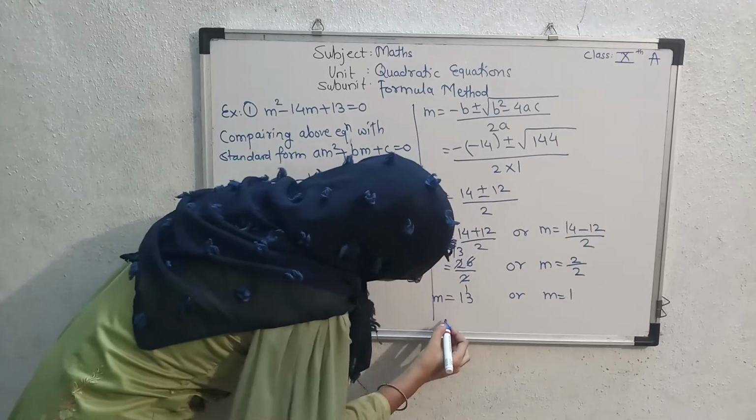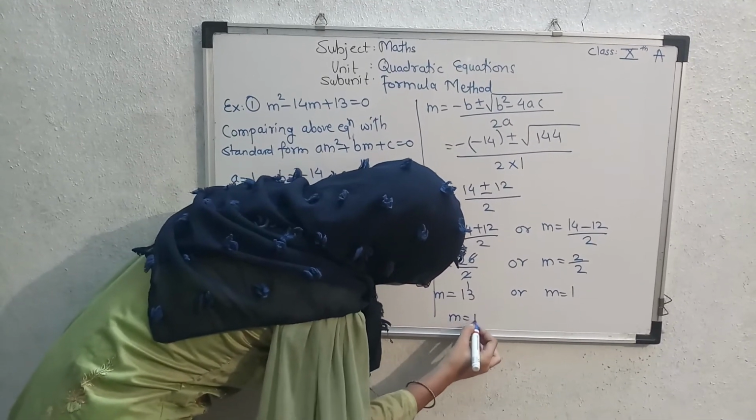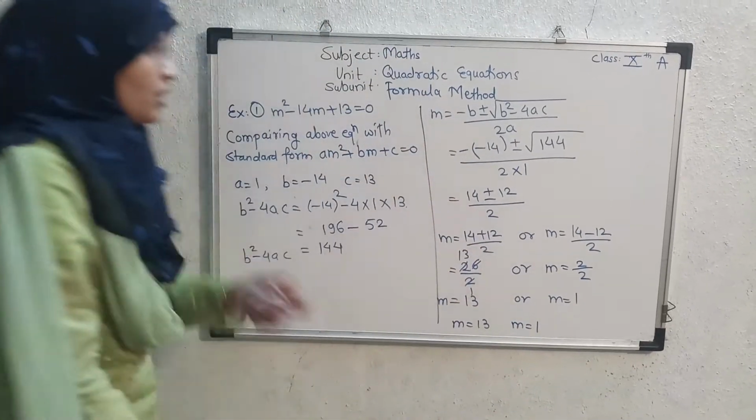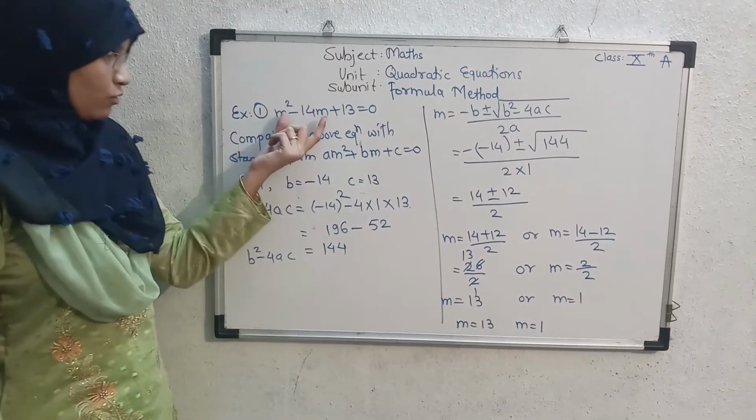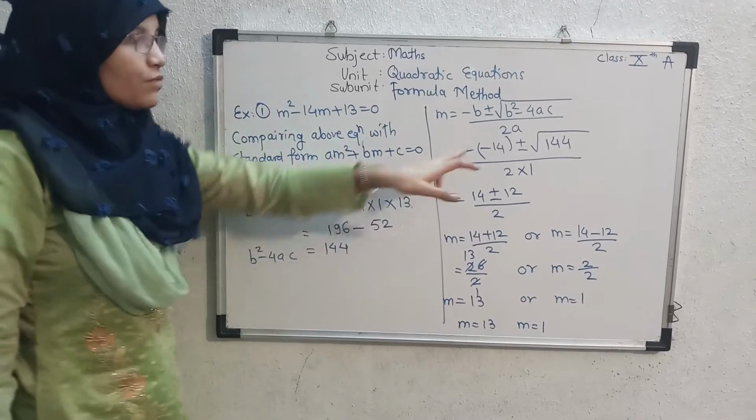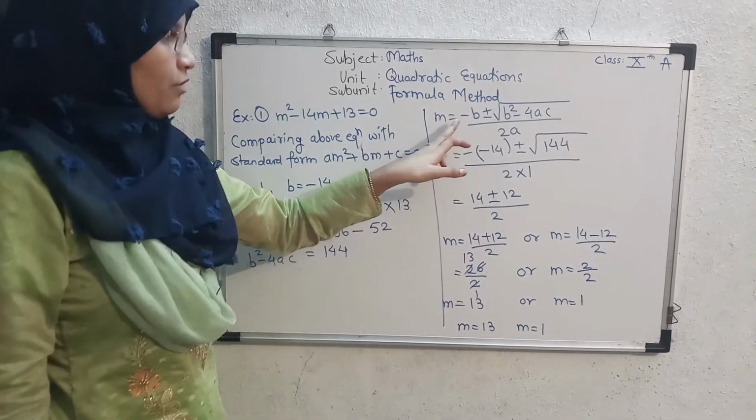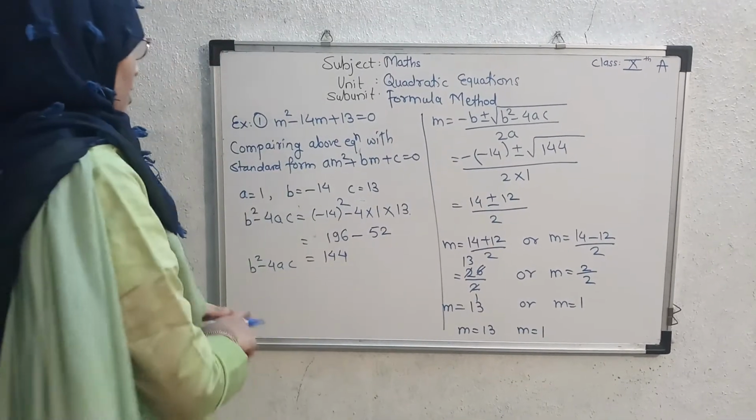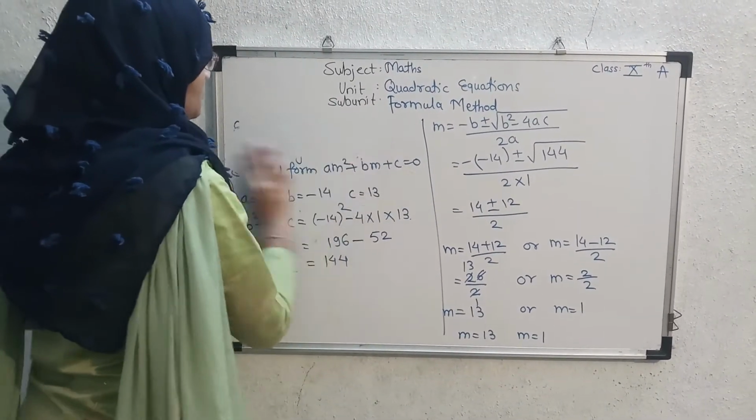Thus we got two solutions: m is equal to 13 and m is equal to 1. Thus we have solved this quadratic equation using this formula. What is the formula? m is equal to minus b plus or minus square root of b square minus 4ac upon 2a. Now we will see another example.